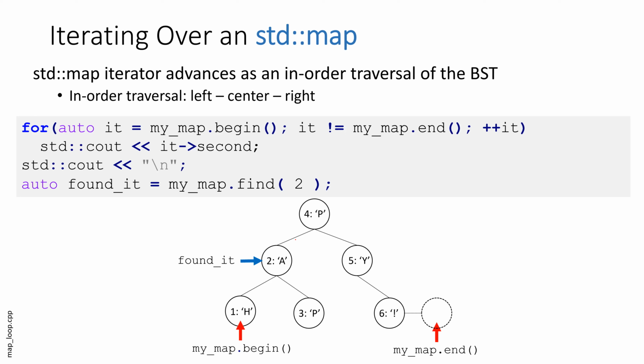Okay, when you call the find function, we're again looking up by key. So in the binary search tree here, the keys are integers. So let's say I look for the key of 2. I get an iterator that points at that value. Okay.